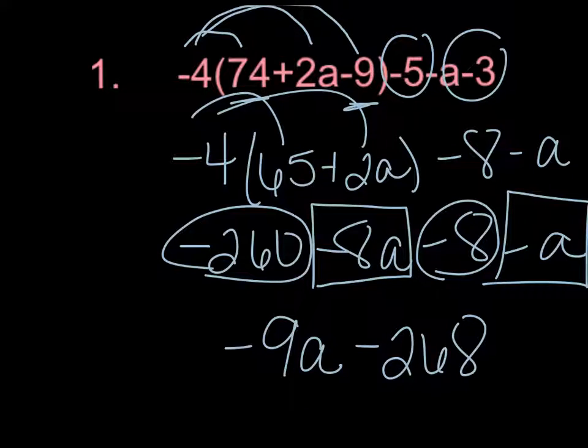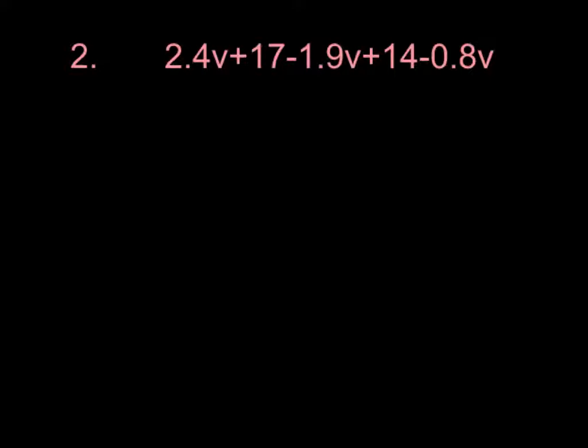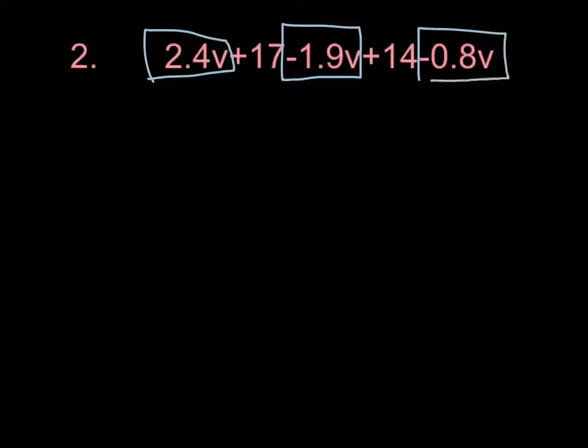Let's look at the next one. This one is no different, but it does involve decimals. There's no distributing to do here, so I'm just going to begin by combining my like terms. 2.4v minus 1.9v minus 0.8v. I can do two things. I can either add together my two negatives, and then subtract from my positive, or I can just subtract as I go.